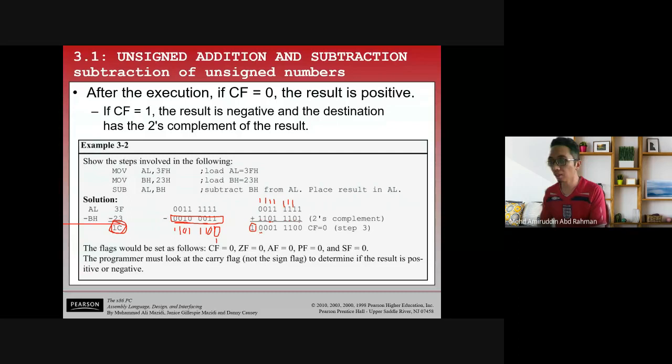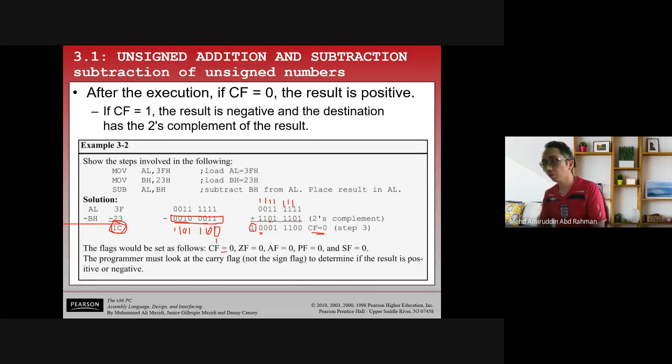But because we are using the 2's complement, it will be different. So the flag over here, the original CF should be 1, right? But over here it will be 0 because we use the 2's complement, not the original number that we subtract.